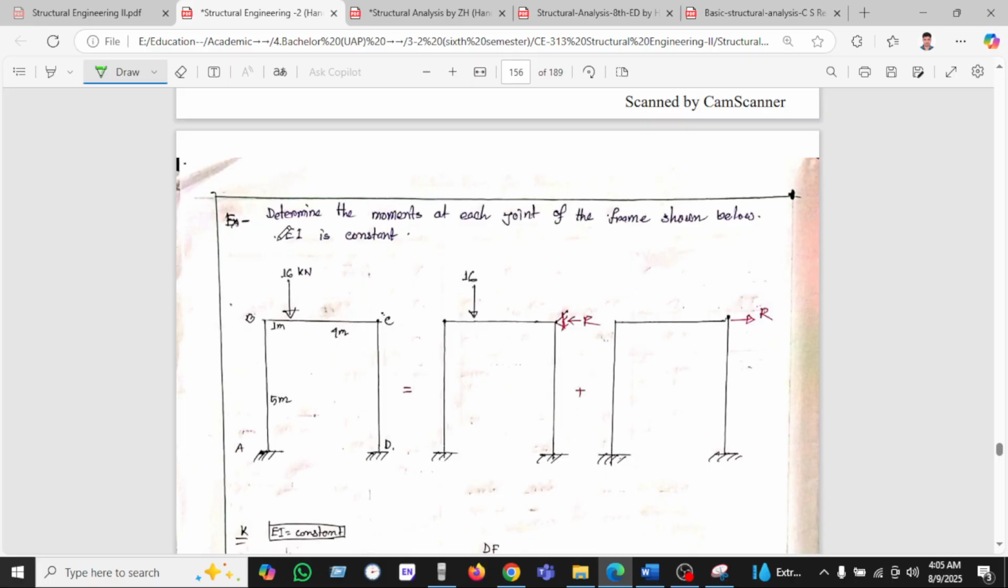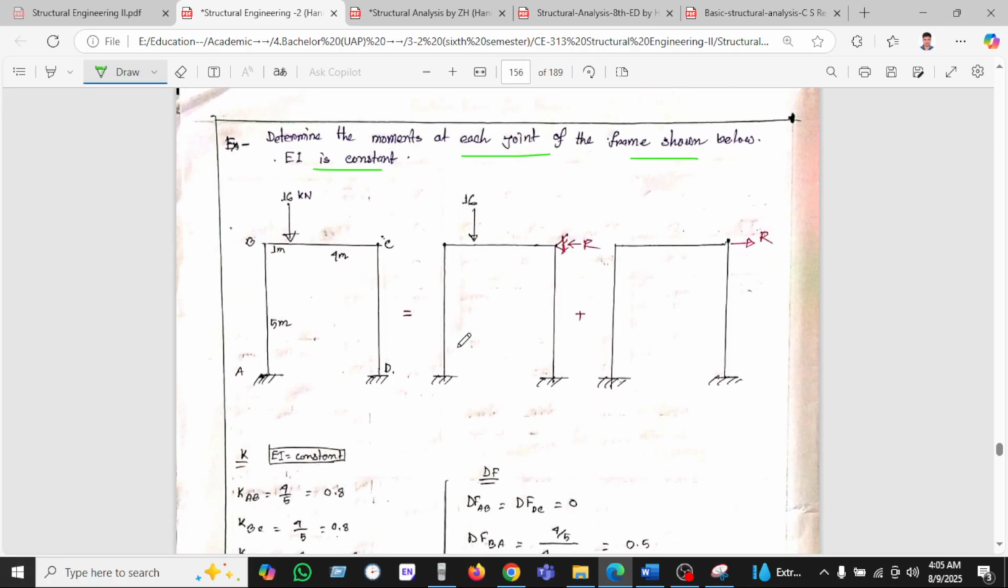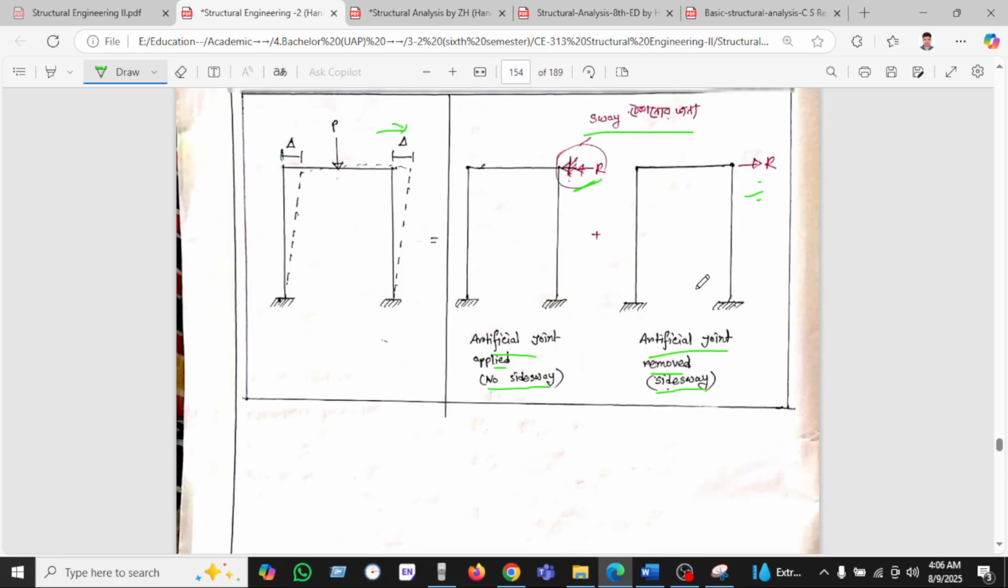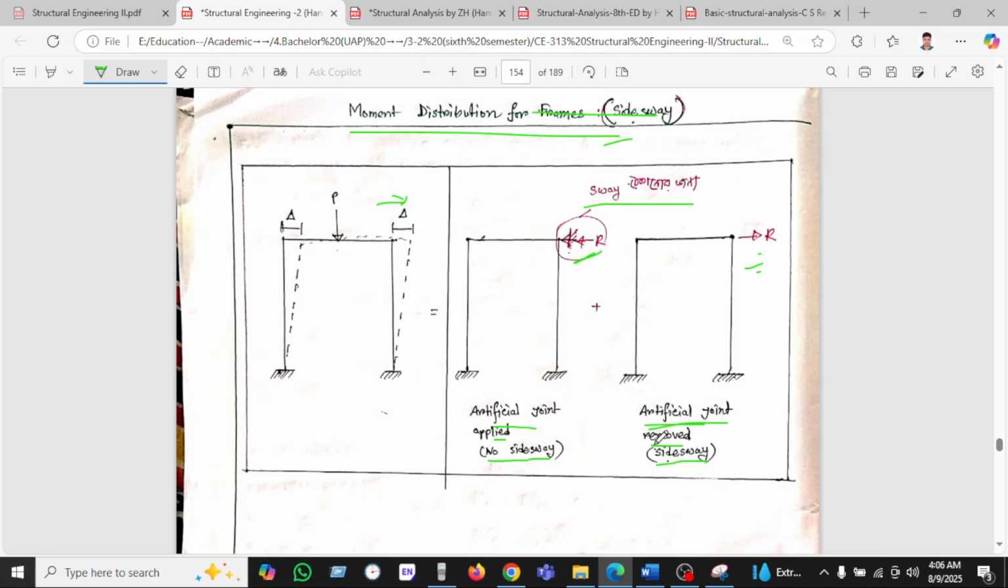We can see, determine the moment of each joint; the frame is shown here. EI is constant, so all of this is given here. One support is fixed and one is a pin support, and R is applied, but at the other, R is removed, as we have seen here. Artificial joint removed, so there is no joint. Here another artificial joint is applied.